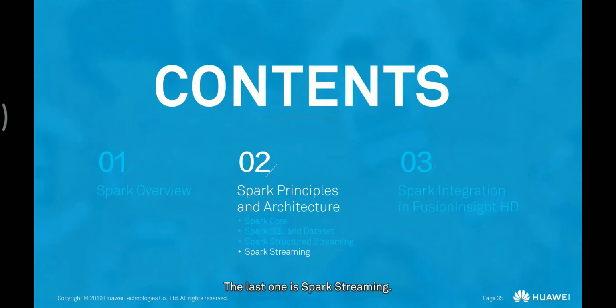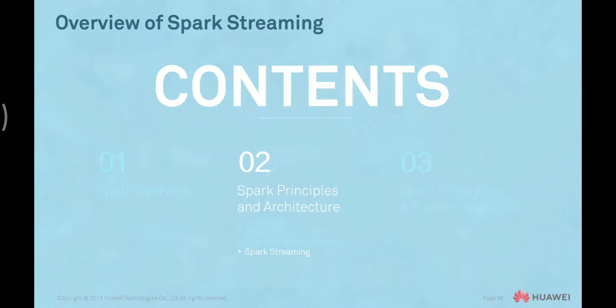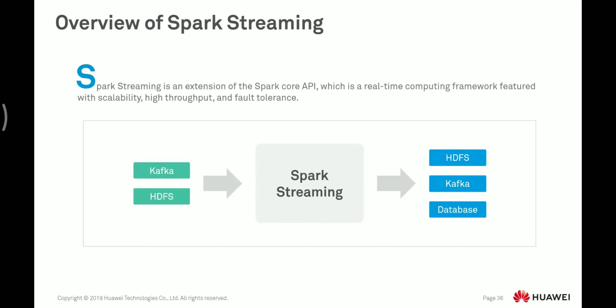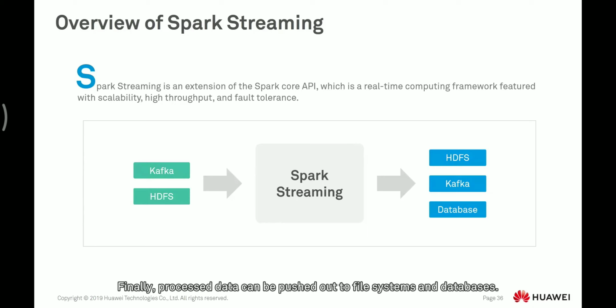The last one is Spark Streaming. Spark Streaming is a real-time computing framework built on Spark, which expands the capability for processing massive streaming data. Data can be ingested from many sources like Kafka and HDFS, and can be processed using complex algorithms expressed with high-level functions like map, reduce, join, and window. Finally, processed data can be pushed out to file systems and databases.